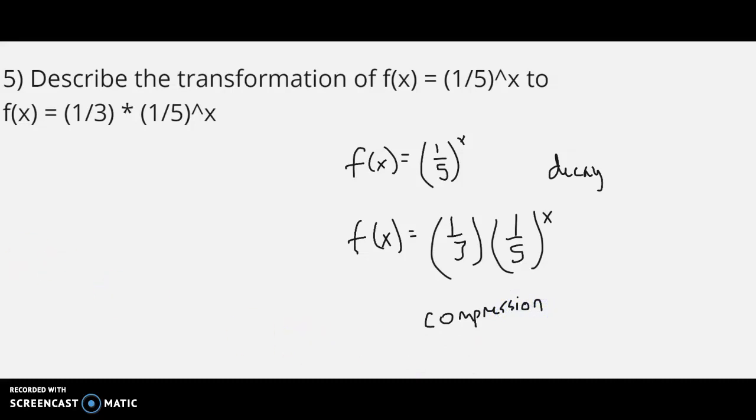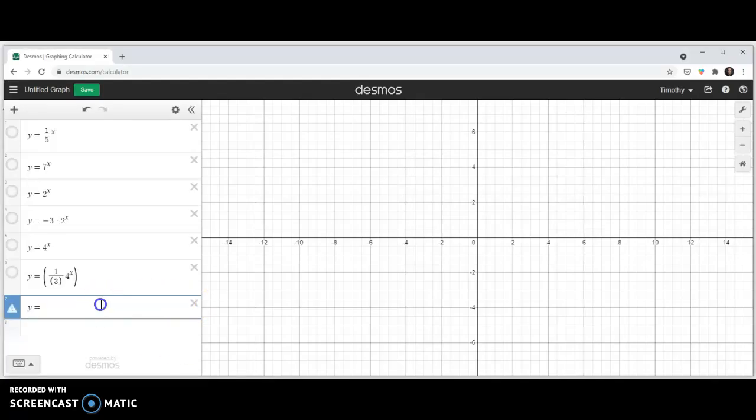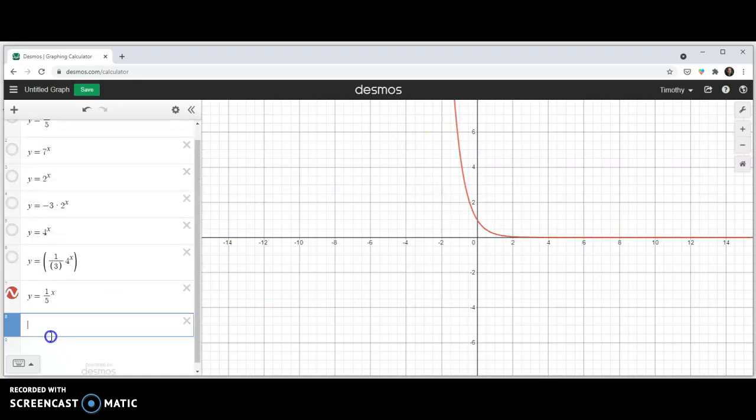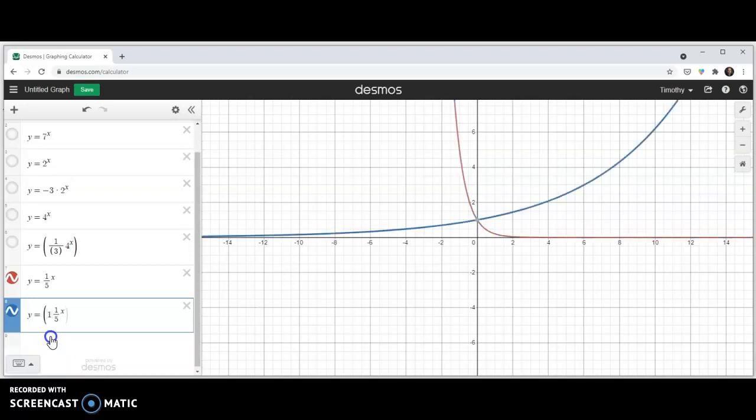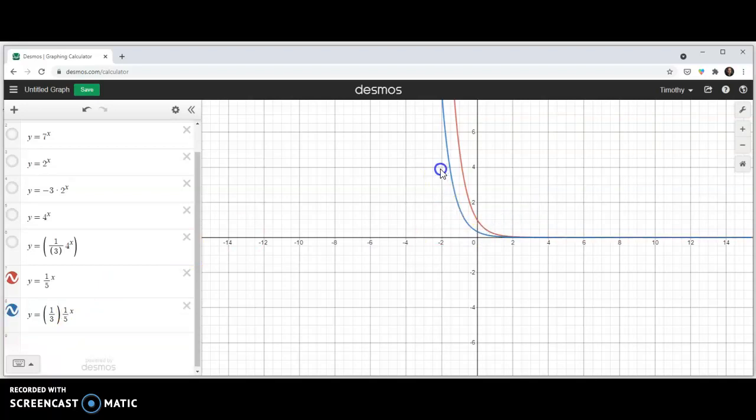All right, let's look at that on Desmos. So 1/5 to the x power. Okay, there's the parent. Notice the y values decrease as we go from left to right. Okay, do that same function, but let's say in front, put a 1/3. Okay, so the original function was in red here, 1/5 to the x power. If I do 1/3 in front of it, I compress it. It got a little bit wider. Notice the width, it widened out to the left a little bit, but it is a compression.